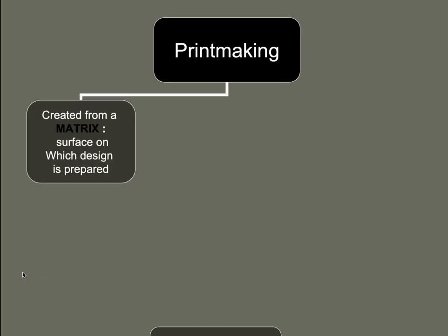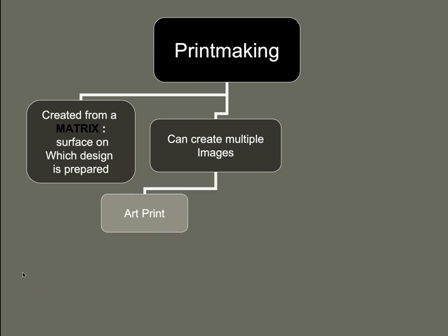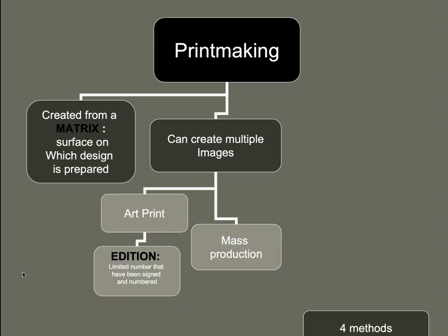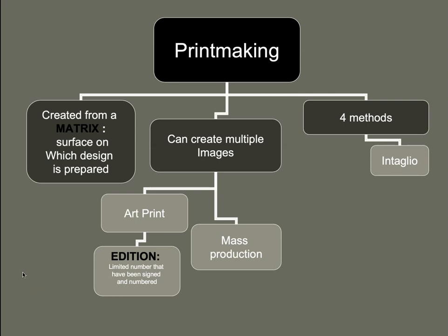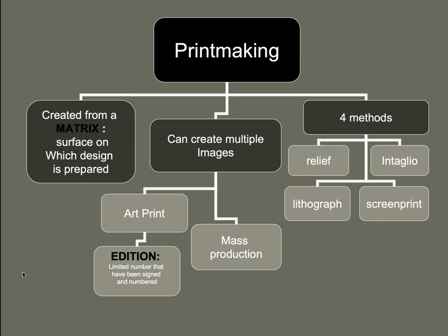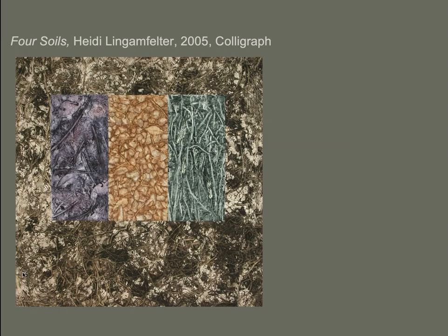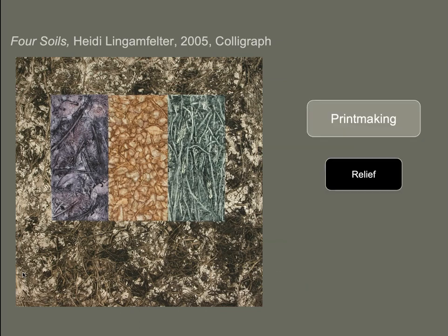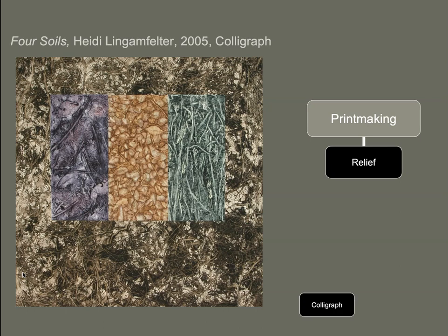So in printmaking, oops, just went through all of this. You're going to see 4 methods: intaglio, lithography, screen printing, and relief. So the first one that we're going to look at is relief printing. Relief printing is a process in which the image is raised from the background. A good example of that is a shoe or a rubber stamp.